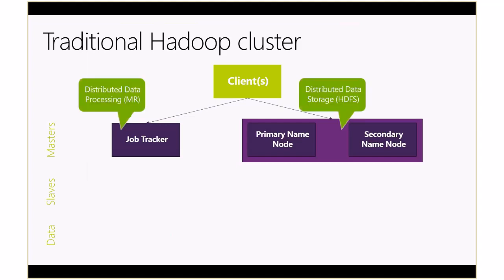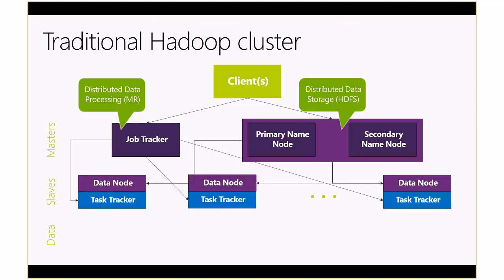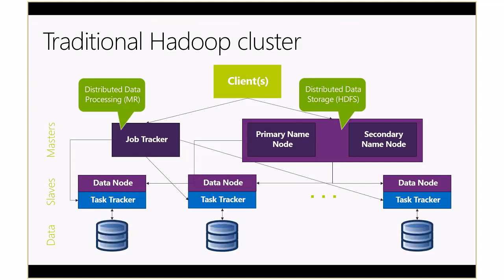So the job tracker would take care of the distributed processing, and the primary node would take care of the distributed storage. You would then have a bunch of data nodes in your cluster, and each data node would obviously be able to serve some data, but also to process some data because it has a CPU other than its hard disks.